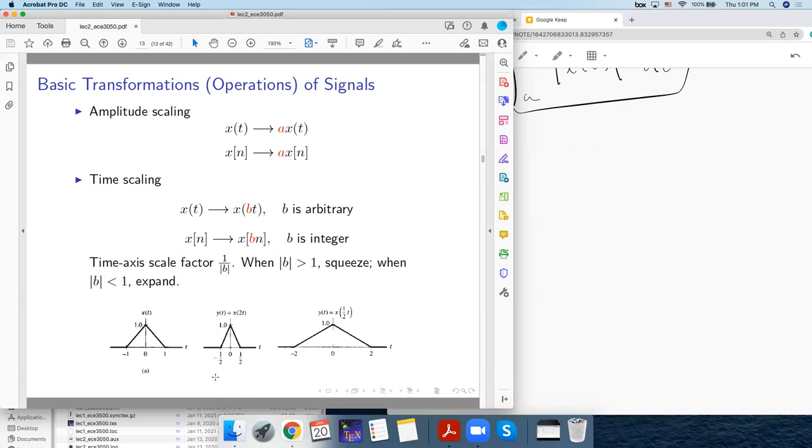For the amplitude scaling, you said that we were using a complex number for the a. Yes. How does that work? Like, what does that do to the wave?